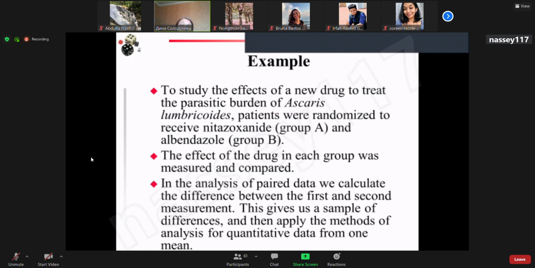For example, we study the effects of a new drug to treat parasitic burden of Ascaris lumbricoides, and patients are randomized to receive treatment A or treatment B. So the effect of the drug in each group will be measured and compared. In the analysis of paired data, we calculate the difference between first and second measurements. This gives us a sample of differences, and then we apply methods of analysis for quantitative data from one mean.